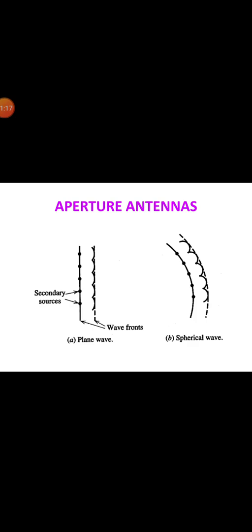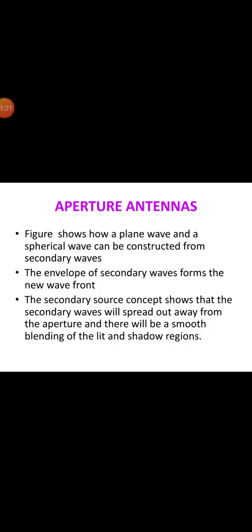This is shown in this figure for both plane wave and spherical wave. The figure shows how a plane wave and a spherical wave can be constructed from secondary waves. The envelope of the secondary waves forms the new wavefront. The secondary source concept shows that the secondary waves will spread out away from the aperture and there will be a smooth blending of the lit and shadow regions.